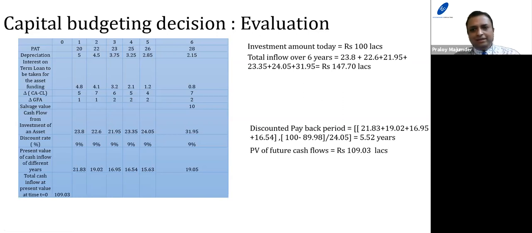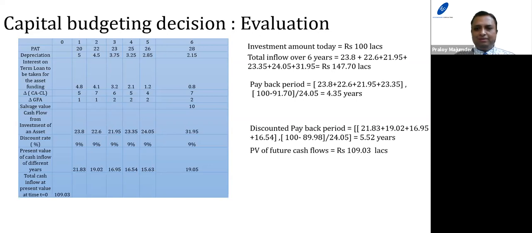So apparently you can say that over a period of 6 years, I am getting 147 lakhs and I am investing 100 lakhs. Why should I not invest? You are making a great mistake, because this 147 will come over a period of 6 years. Today I am spending 100. So those values are not equal. One of the simplest methods you use is called the payback period. What is the payback? Just simply add up and see how many years it takes to recover. So it is recovering in 4.35 years. Not a very scientific method.